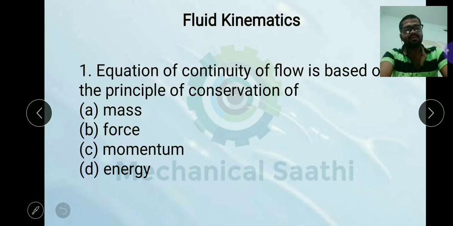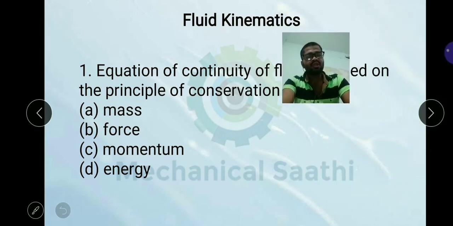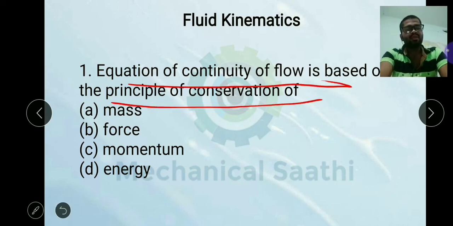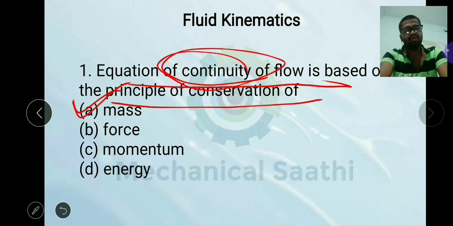Then moving next, the next chapter is fluid kinetics. The equation of continuity of flow is based on the principle of conservation of mass. So the equation of continuity will be the conservation of mass. Option A will be the correct one.